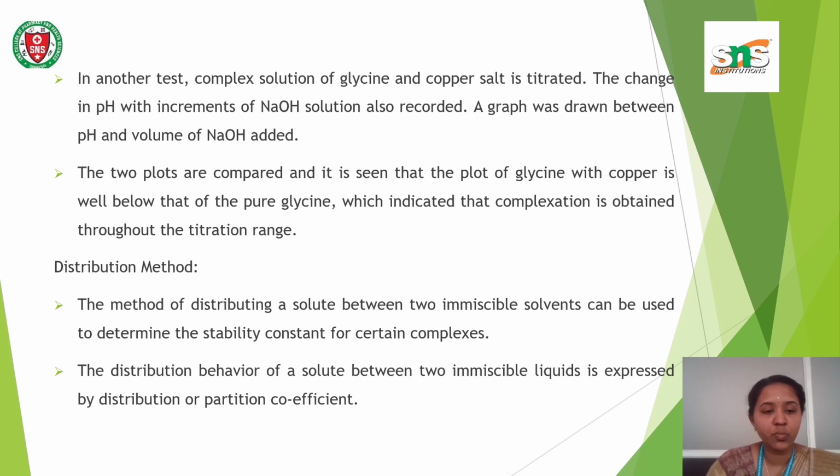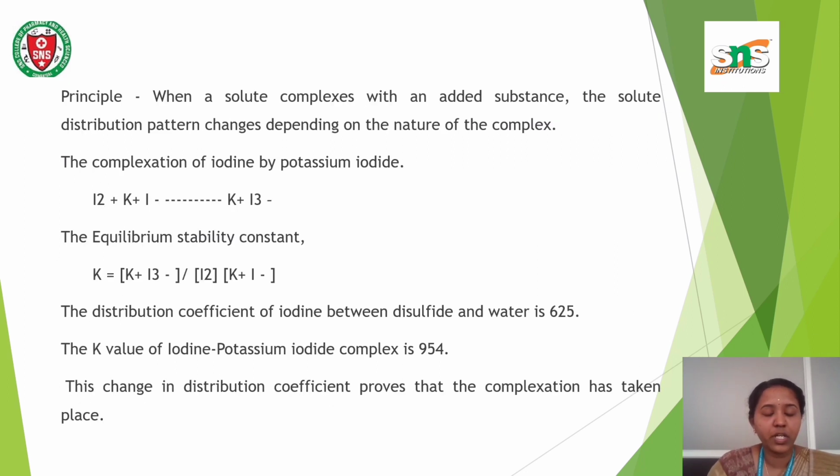Next one is the distribution method. In this method, distributing a solute between two immiscible solvents can be used to determine the stability constant for certain complexes. The distribution behavior of a solute between two immiscible liquids is expressed by the distribution or partition coefficient principle. When a solute complexes with an added substance, the solute distribution pattern changes depending on the nature of the complex.